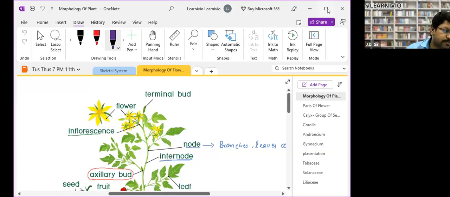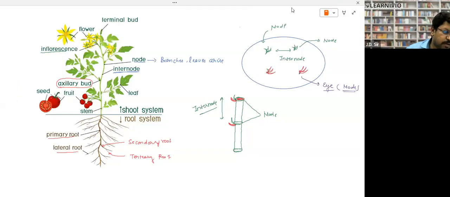Look, this is the root system. This is the shoot system. In the root system, there is a primary root, there are lateral roots, secondary roots, and tertiary roots, right? And here you can see, this is the stem, these are the fruits, this is the axillary bud, and these are the leaves.